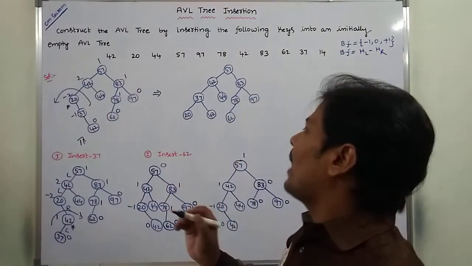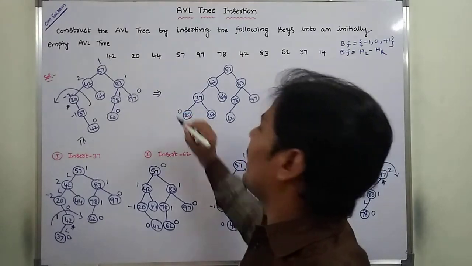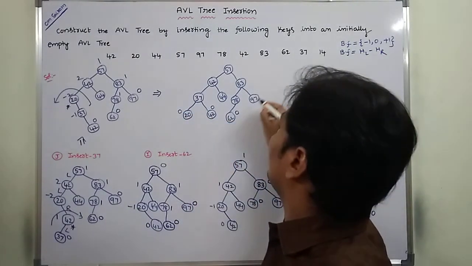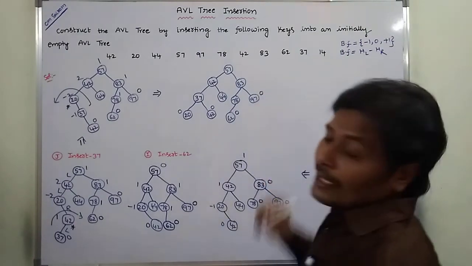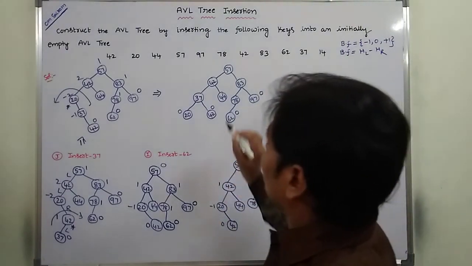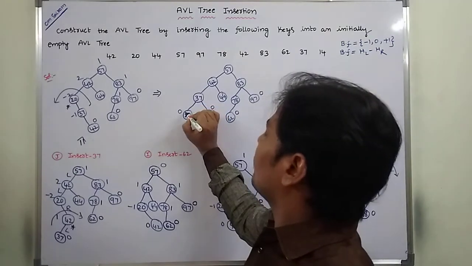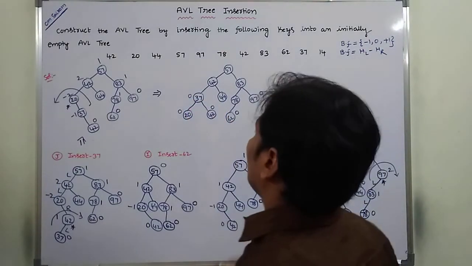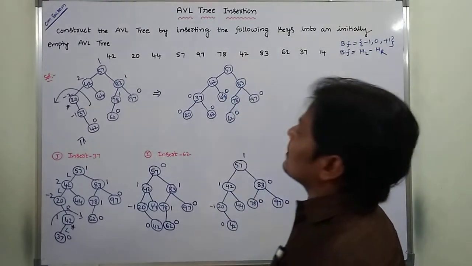Now observing the balance factor, this is a leaf node, balance factor is 0. This is a leaf node, balance factor 0. This is a leaf node, balance factor 0. This is a leaf node, balance factor 0. For this node, height of left subtree 1, height of right subtree 1, 1 minus 1, that is 0. It is a leaf node, balance factor is 0.